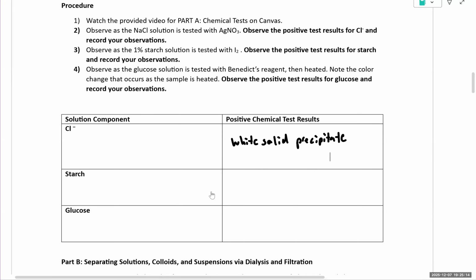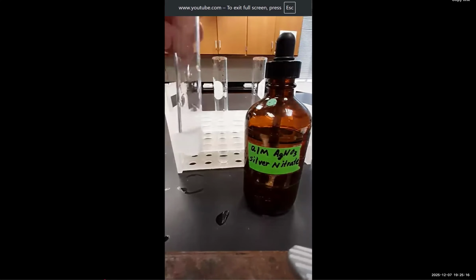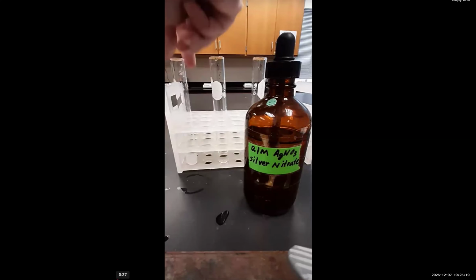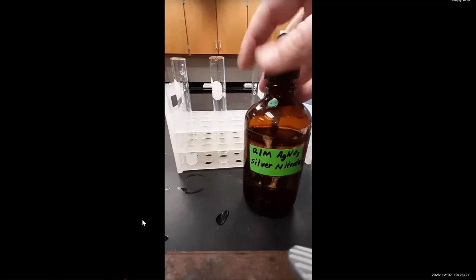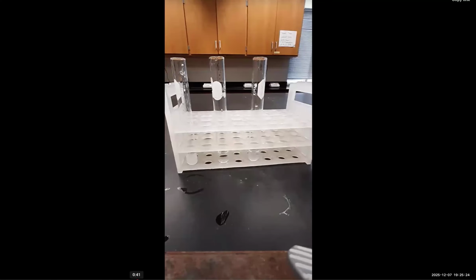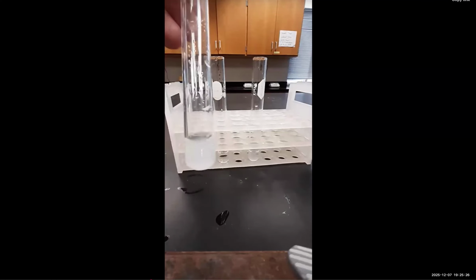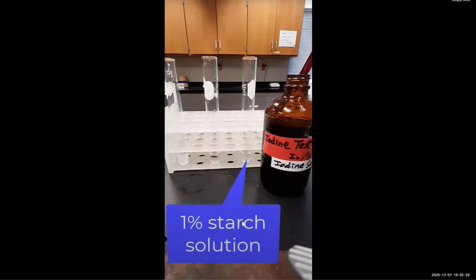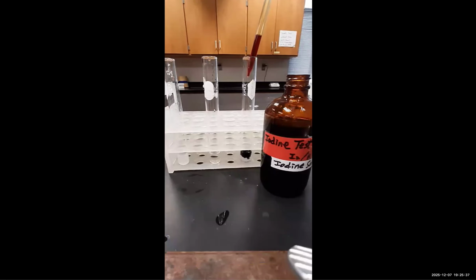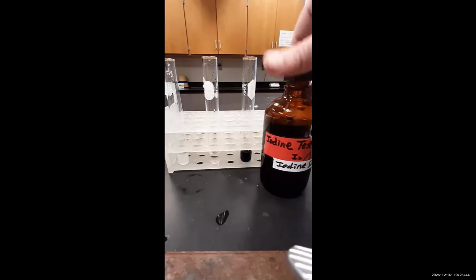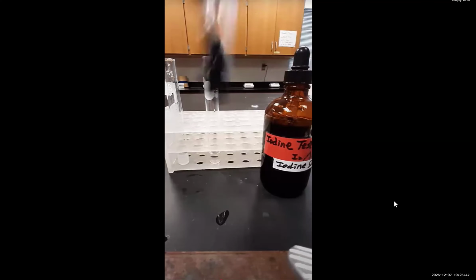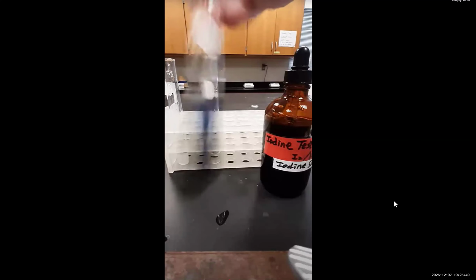Okay, let's keep watching now and let's observe the starch iodine test. Here we're doing a classic test for starch, and we're treating that starch solution with iodine. So here's the iodine, here's the 1% starch. We add a drop of iodine, and we immediately see a color change. This is the formation of the characteristic blue-black starch iodine complex. So we see a dark blue color.